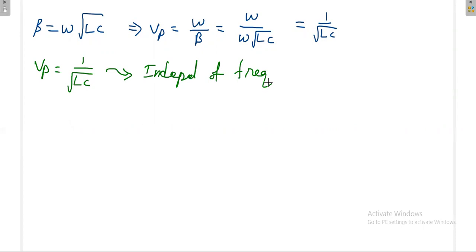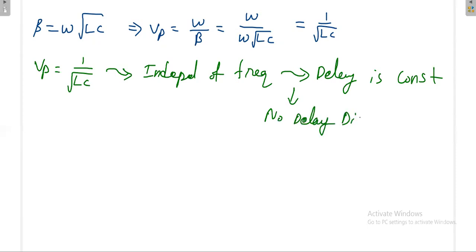Once the phase velocity is independent of frequency, then definitely each frequency will be traveling at the same speed, the same phase velocity. Then definitely the delay is constant. Once phase velocity is constant, delay is constant, then there is no delay distortion. Then it indicates no delay or phase distortion.